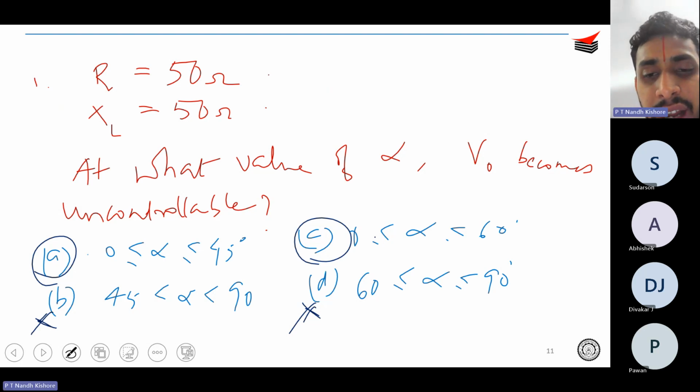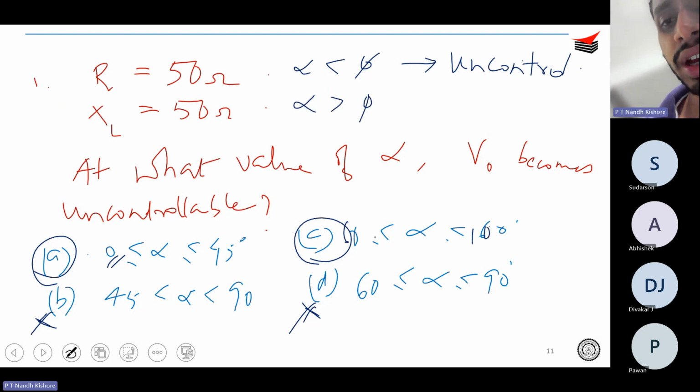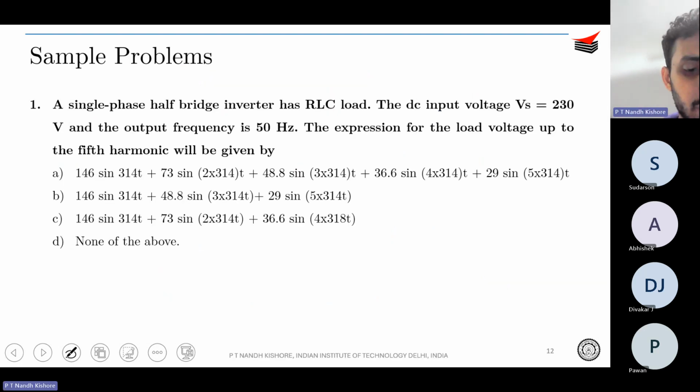In case C had something like 60 to 100, then you obviously know that A is the answer, or vice versa. So your lower limit needs to be 0. Let me just state it over here. If alpha less than phi, uncontrollable. If alpha more than phi, it is controllable.